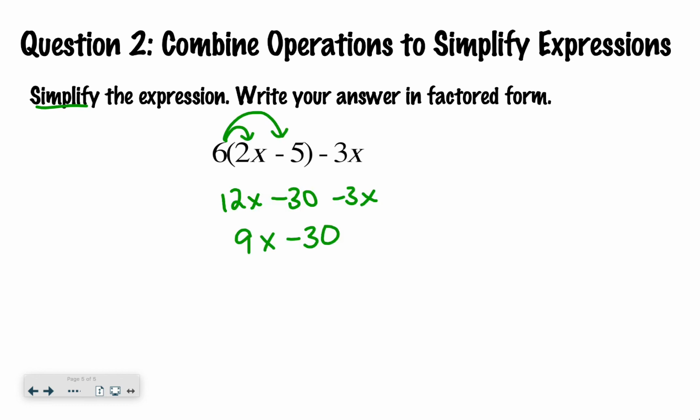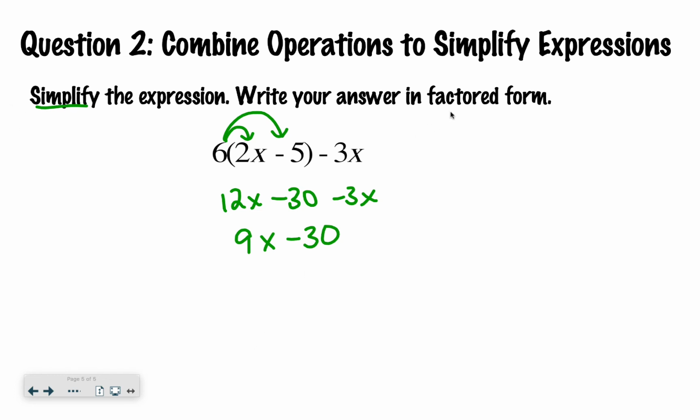All right, for this problem, hopefully you said 6 times 2x is 12x, 6 times a negative 5 is negative 30, and then minus 3x. So then you combined your like terms. You said 12x minus 3x is 9x. Then you said minus 30. So that's your simplified expression.